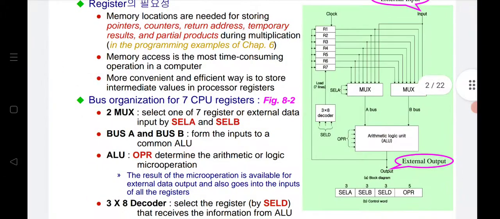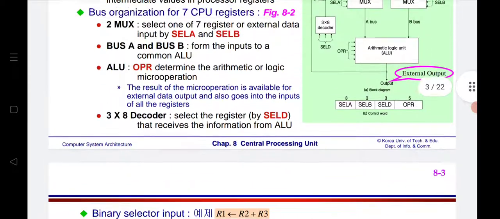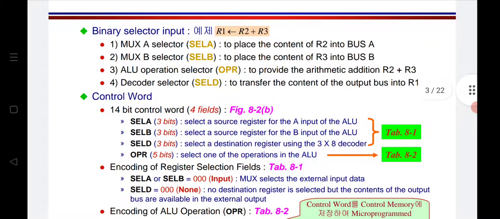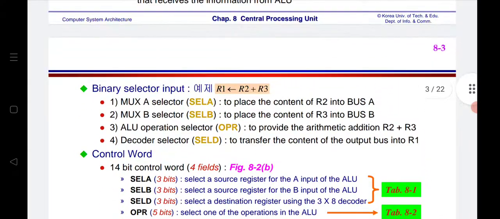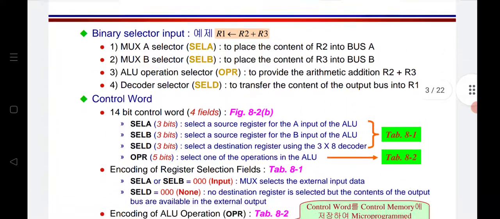Now, this 3:8 decoder is used to have selection lines by select D. Select D is your selection of the decoder. Based upon this selection, these particular registers will be selected and given as input to the mux. Now this binary selector input.